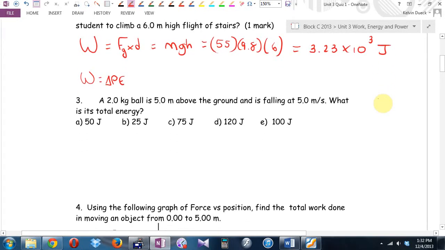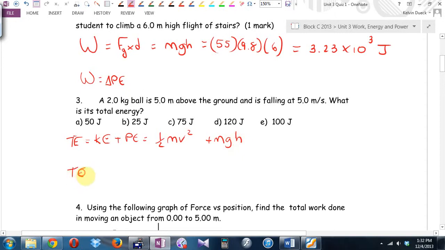A 2-kilogram ball is 5 meters above the ground, and it's falling at 5 meters a second. What's its total energy? I haven't really done this, how do you think I'd find total energy? What do you think total energy would be? Kinetic and potential. Instead of and, can you use a mathematical word that means the same as and? Plus. How about TE is my new abbreviation for total energy? TE equals KE plus PE. It's going to be a half mv squared plus mgh.